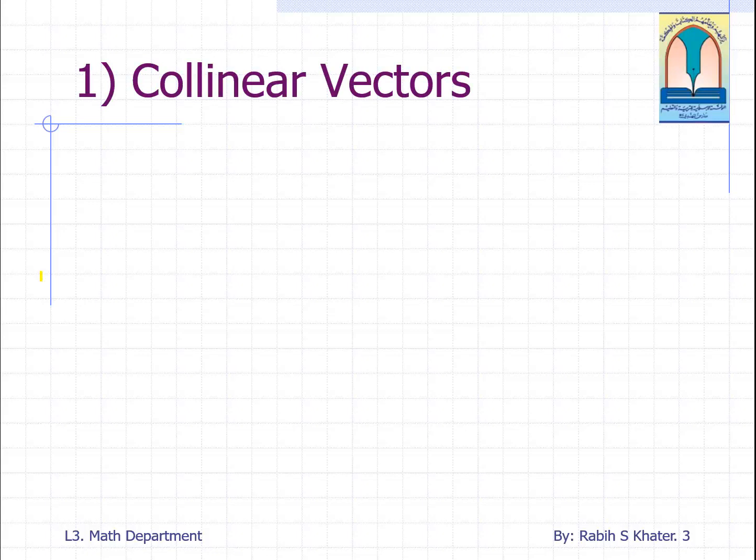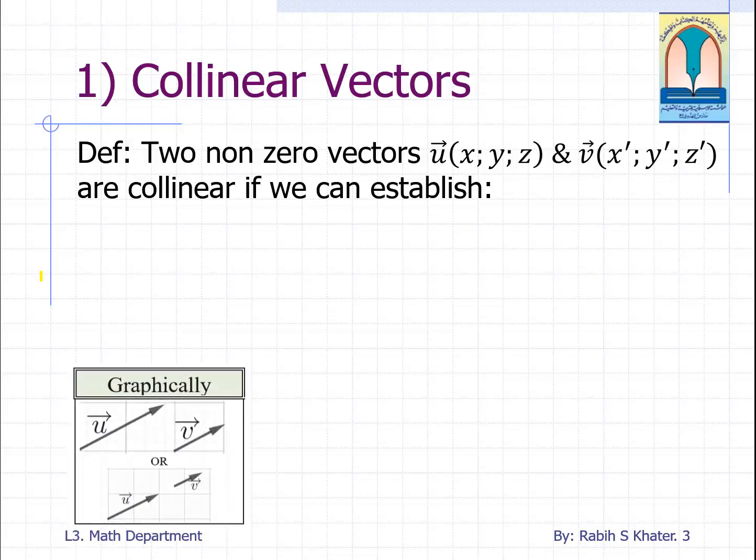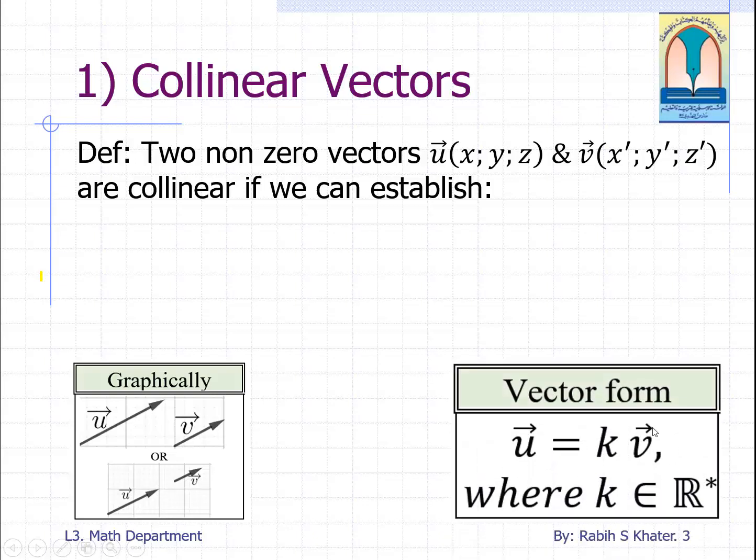As for the first point, collinear vectors, how can we know that two vectors are collinear? Well, two non-zero vectors u and v are collinear if we can establish graphically that the two vectors have the same direction. That is to say, they are either parallel to each other or they are on the same straight line. Or in a vector way, that is to find a vector equation between the two vectors that says u equals kv vector, where k is any non-zero real number.